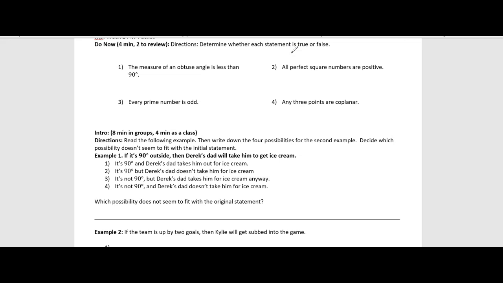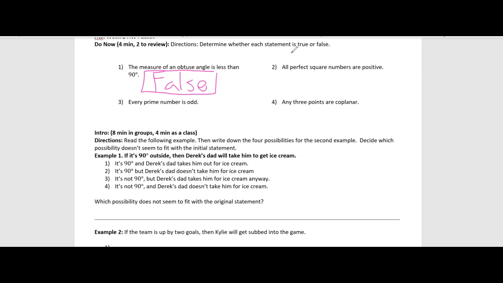So the measure of an obtuse angle is less than 90 degrees. Well, by definition, an obtuse angle has a degree measurement between 90 and 180. So this is false. Number 2 says all perfect square numbers are positive.